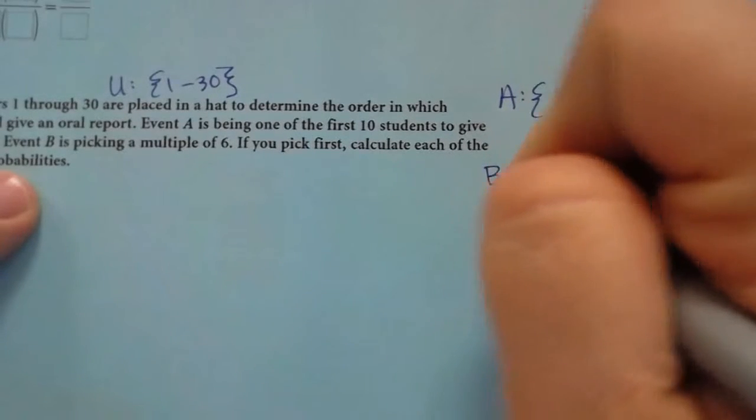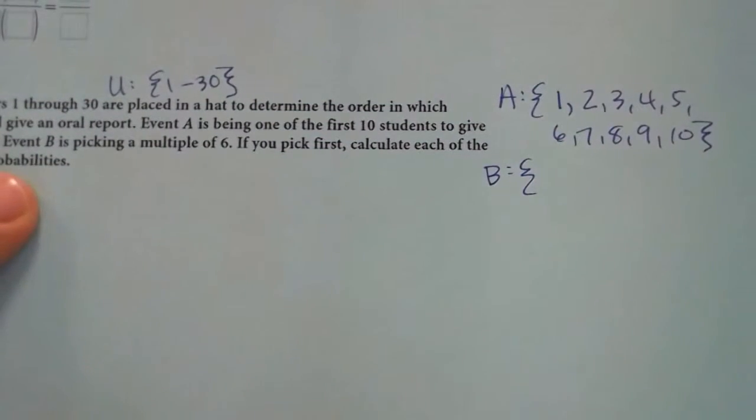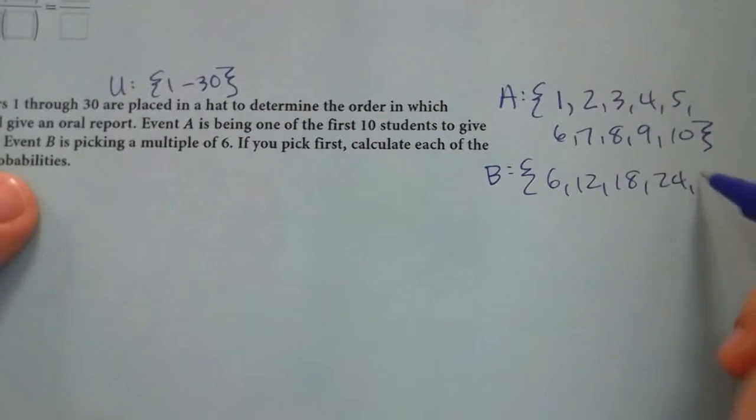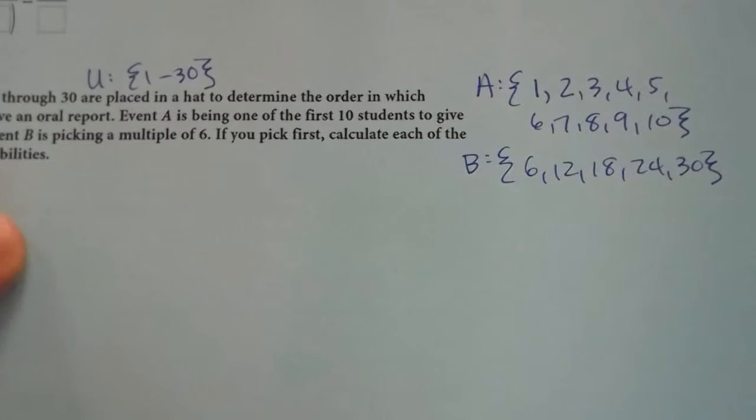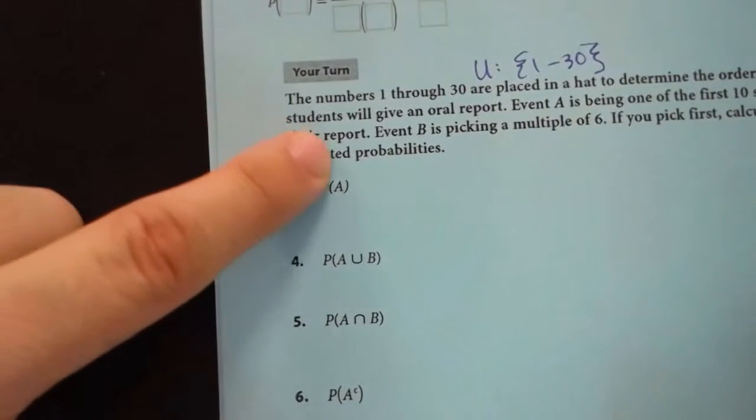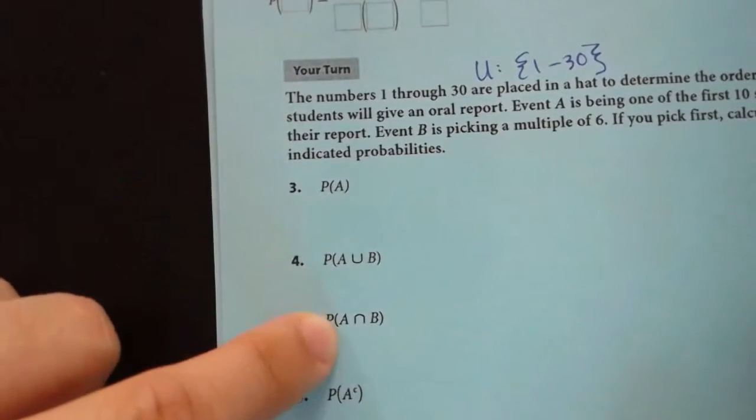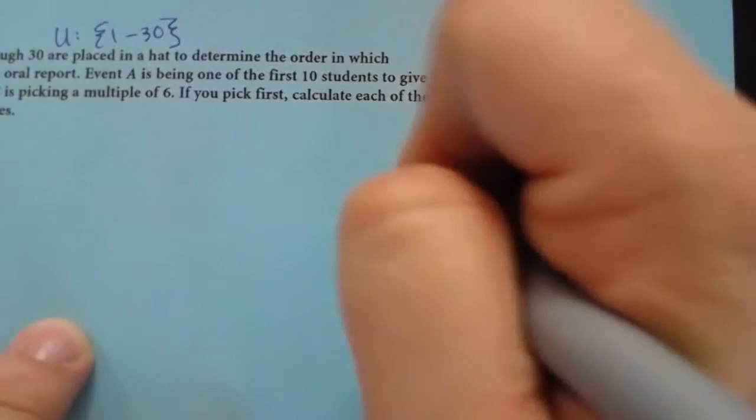Event B is picking a multiple of 6. So what would be involved there? 6, 12, 18, 30. That's it. Now looking right here, it looks like we need to know what A is, we need to know what the union is, we need to know what the intersection is, and we need to know what the complement is. So let's just go off to the side really quick and list all of those.